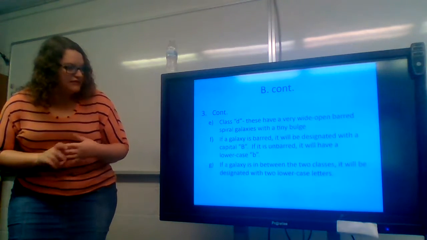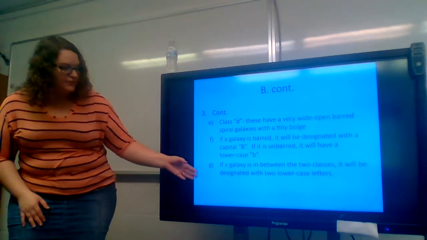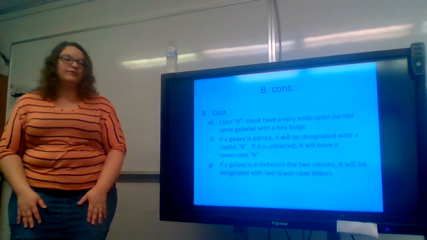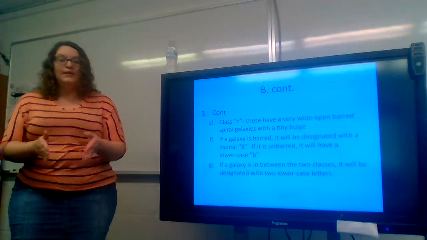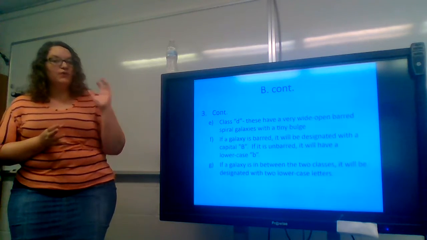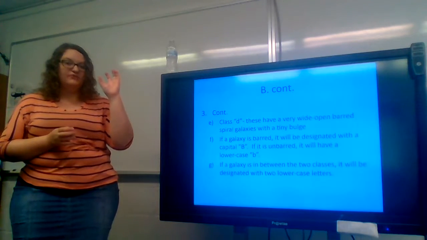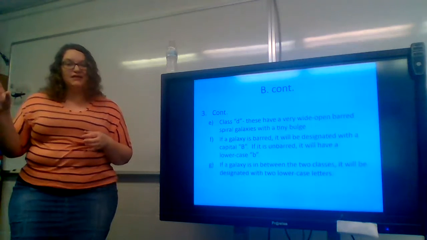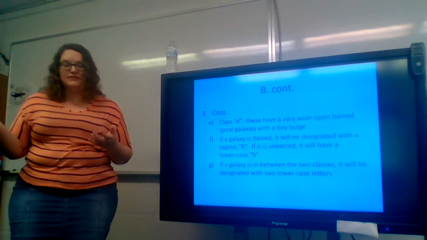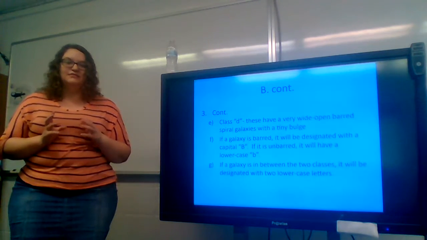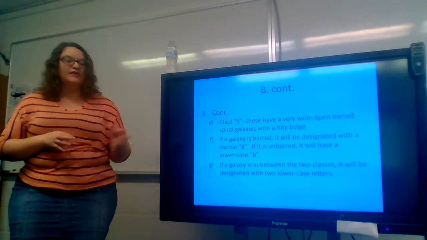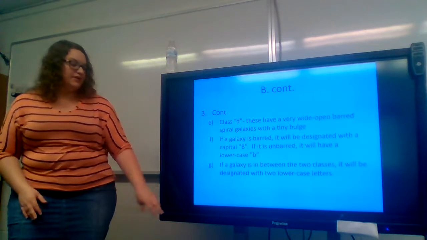If a galaxy is in between the two classes, it will be designated with 2 lowercase letters. So maybe it is not quite a full bar, but it's not an unbarred galaxy either. It has the hinting of a bar there. It's classified with 2 lowercase letters.